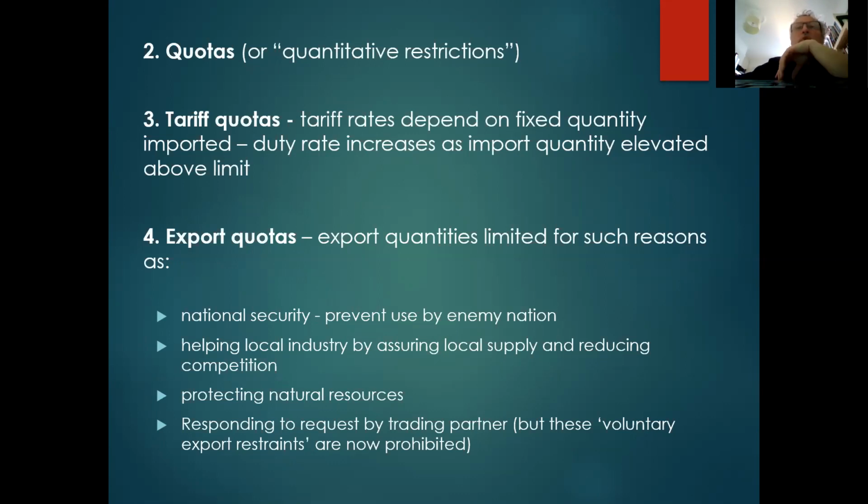There are also export quotas, right? You may say we are only going to allow this amount to be exported. Why would you do that? Well, it might be reasons of national security. You don't want an enemy nation to have too much of a certain good, or let's say a country you're not particularly friendly with. Weapons, right? Would the United States export weapons to Russia? Well, maybe they would export a certain number of a certain kind, perhaps, conceivably. I don't really know. Another reason is helping a local industry by assuring local supply and reducing competition, right?